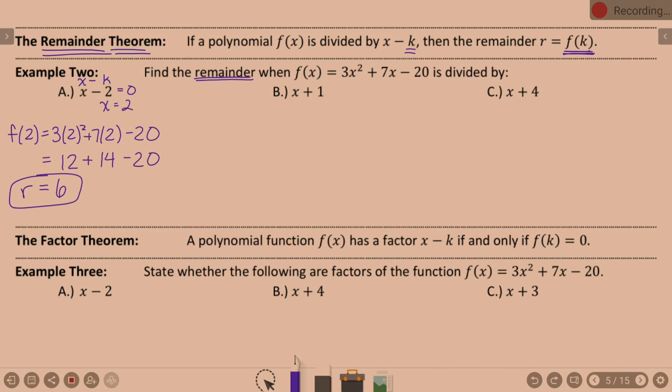Ready for B? Find the remainder. What are we using here? Negative 1. Basically, you're always using the opposite sign when they present it in that x plus 1 form. So plug in negative 1. 3 times negative 1 squared plus 7 times negative 1 minus 20. What do we get?